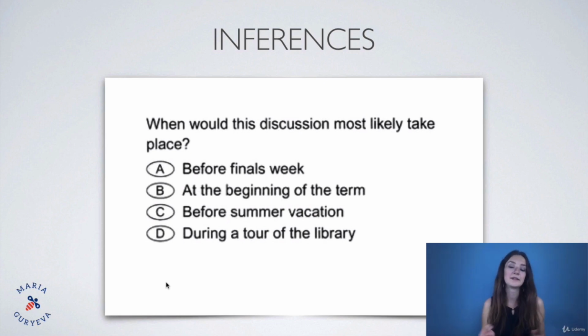So for example, the professor says, all right, so this is a list of literature that you will need. And then we can make a conclusion, okay, this is probably the beginning of the semester, right? Because at the very beginning of the semester, a professor gives a list of literature, and then the students need to buy these books because they will need them throughout the term. So this makes it obvious for us that the beginning of the term is the right answer, that this is when this discussion most likely takes place. There are going to be hints that will help you out. You just need to be very careful about them. Write them down and pay attention to them.